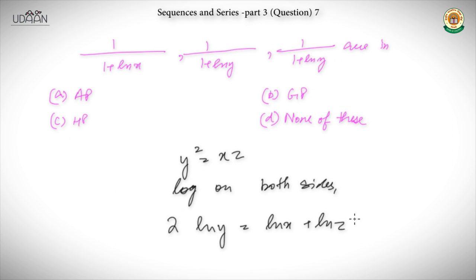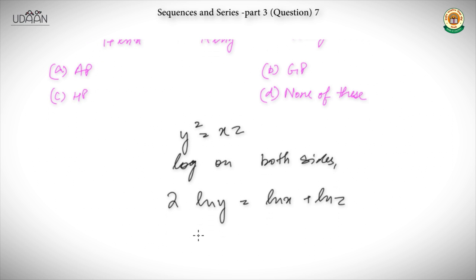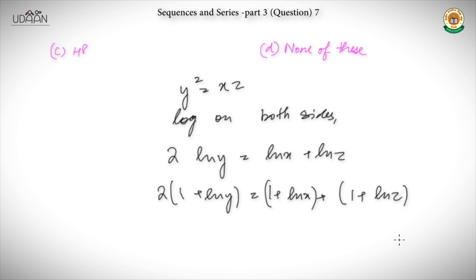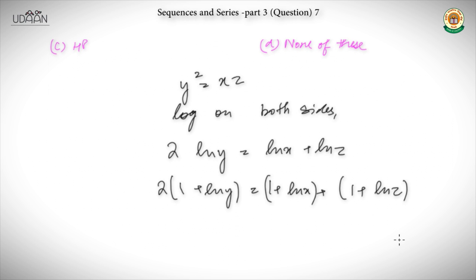Adding 2 to both sides, we get 2 into (1 plus ln y) equal to (1 plus ln x) plus (1 plus ln z). The catch is how did I know that we have to add 2? The thing is we get this from the question. We see the term that we are supposed to get the answer in the form of.